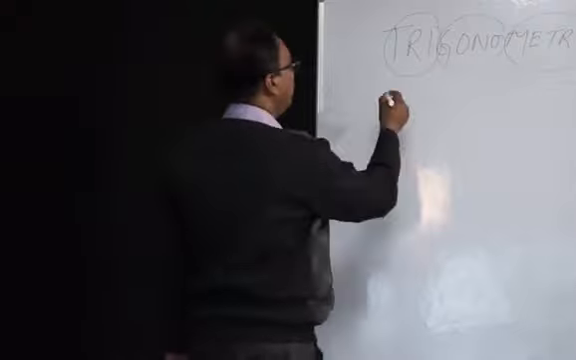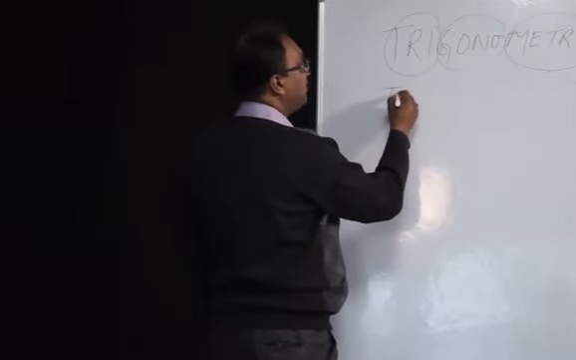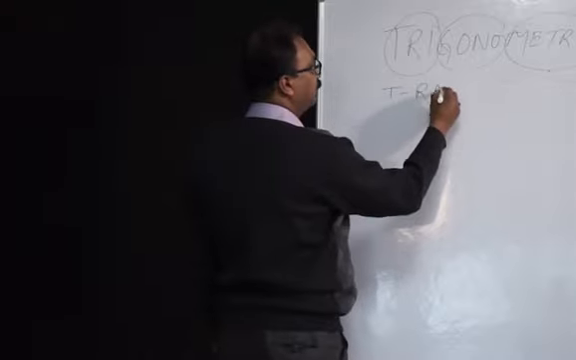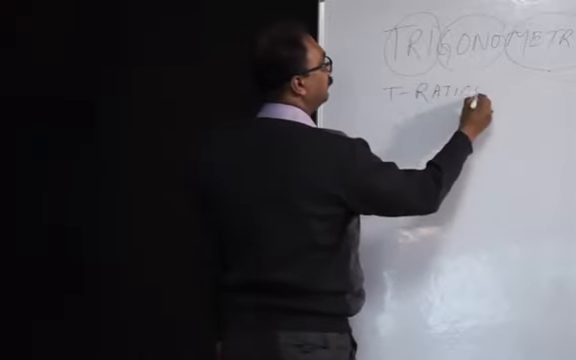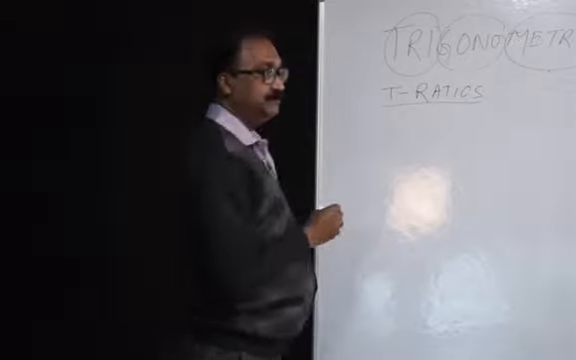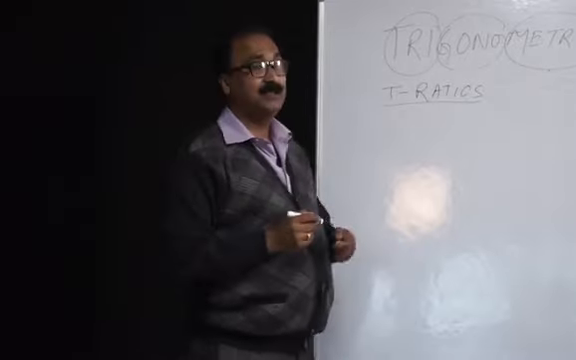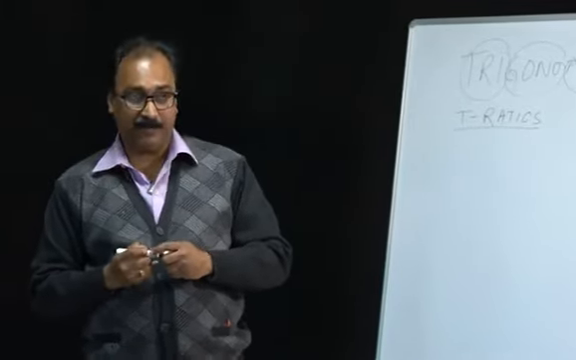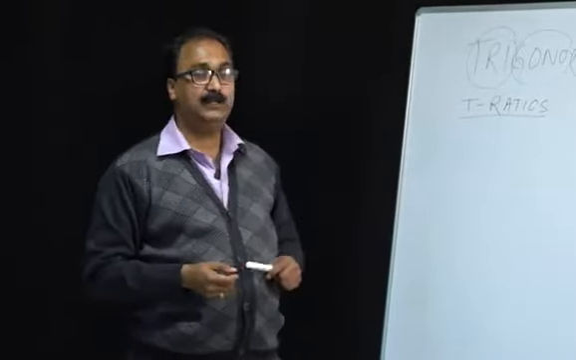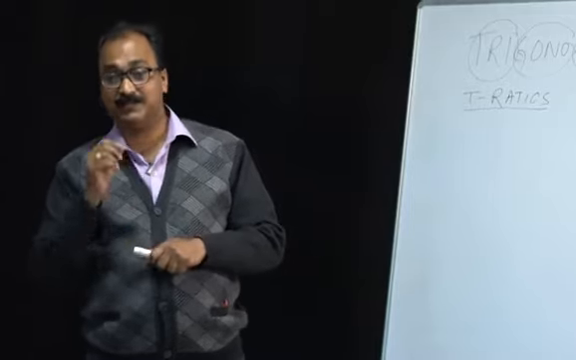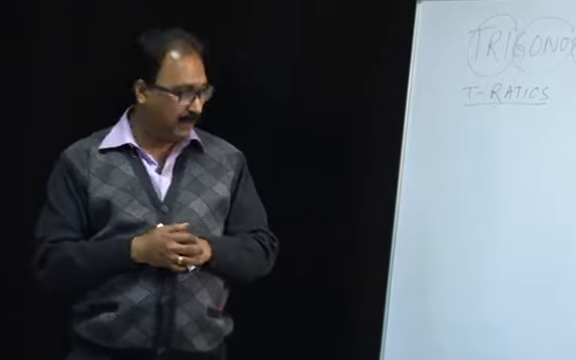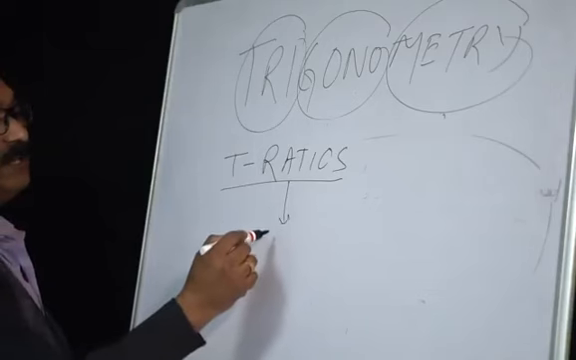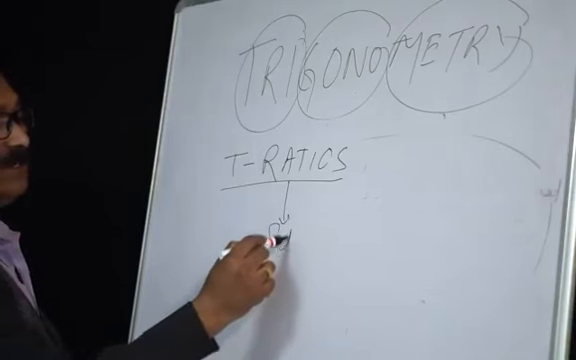Now we deal with trigonometric ratio. Okay, trigonometric ratio. The ratio means dividing 2 quantities of the same kind, and here we will deal with the trigonometric ratio of the sides of a right triangle. Clear? So look at here. The ratio with respect to sides ratio.